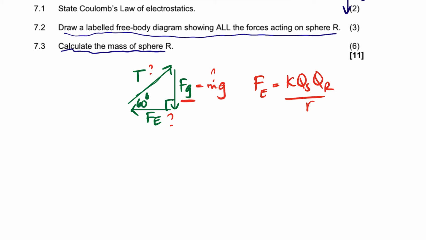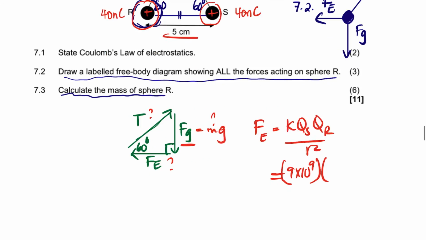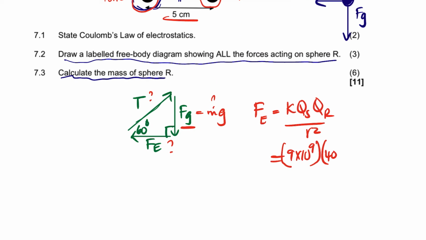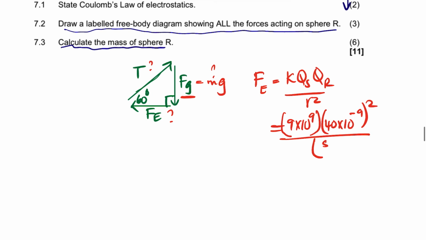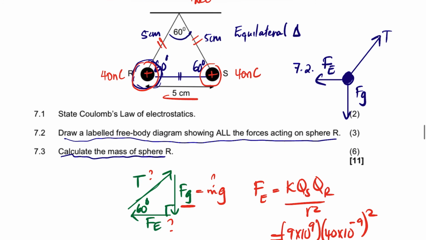It's k q1 q2 over r squared. It's going to be 9 times 10 to the power 9, times 40 nanocoulomb, they're both 40, 10 to the power negative 9, times 2, and then the distance between them is 5 centimeter, divided by 100, squared. I hope that makes sense, guys. And then when you punch that in the calculator, the answer is 5.76 times 10 to the power negative 3 newtons. So this is the electrostatic force between these two, right?